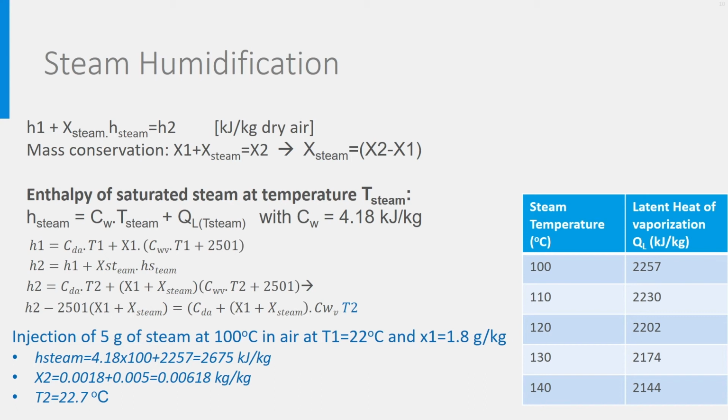X2 is X1 plus X steam equals 5 plus 1.8 is 6.8 gram. Using the last equation in black, we can derive that T2 is then 22.7 degrees Celsius. The air temperature has increased a little bit, but not that much.